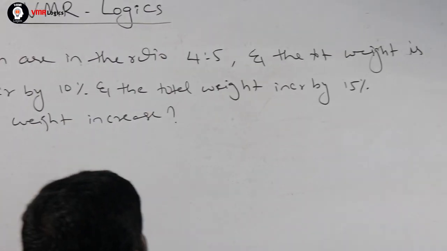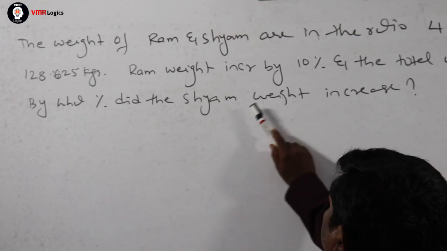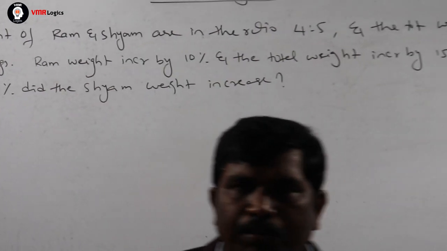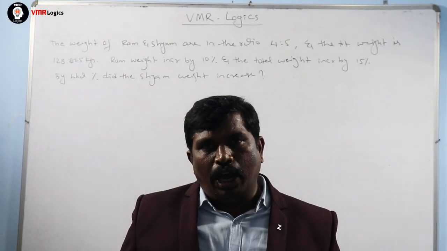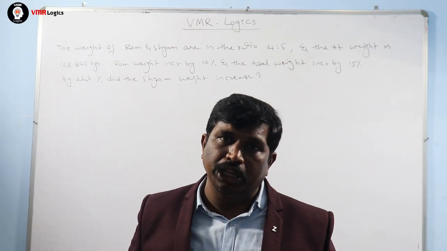Ram weight increased by 10%, total weight increased by 15%. By what percentage did the weight of Shyam increase? Question. I repeat, guys, there are two friends, Mr. Ram and Shyam. The weights are in the ratio 4:5, and the total weight is 128.625. That is the total weight of Ram and Shyam together.